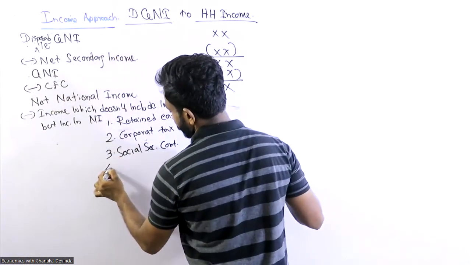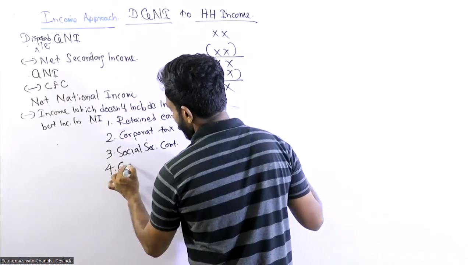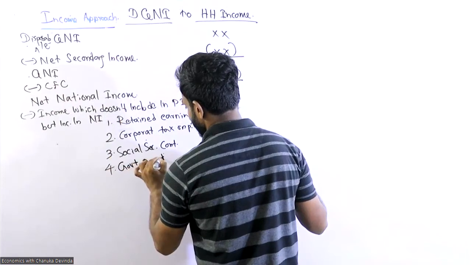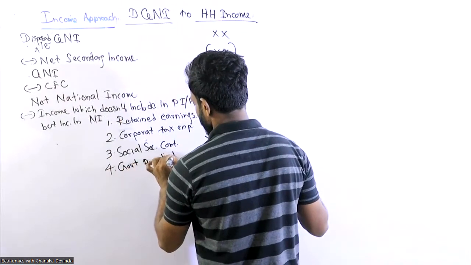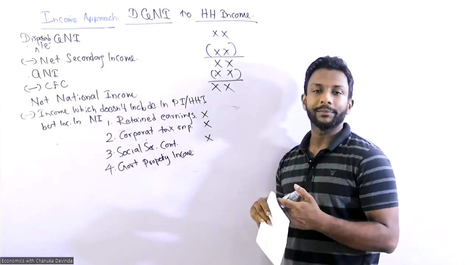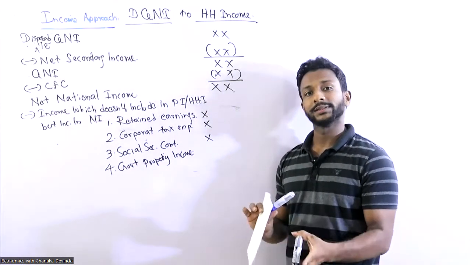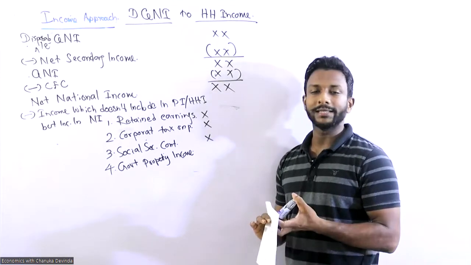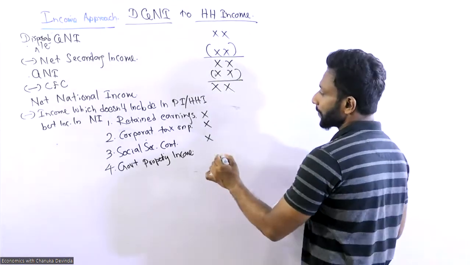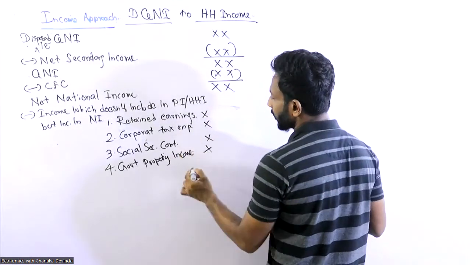Fourth one is government income, government property income. Received by government. In Sri Lanka it is not like that, government property income is not totally received by one family. But I'm not talking about those special situations. Government property income is received by government. It does not belong to household. It also needs to be eliminated.